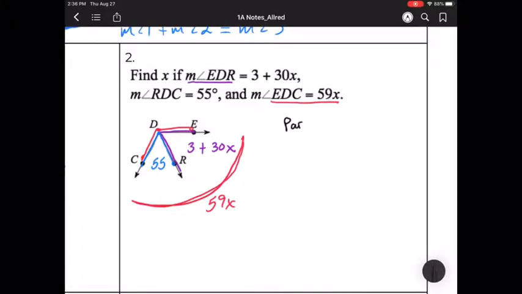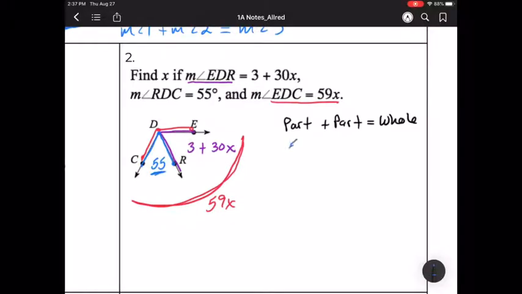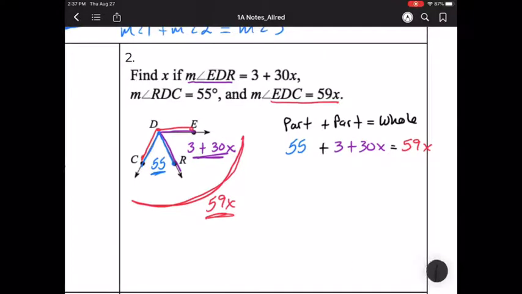So again, if I'm doing the model of part plus part equals whole, I'm going to fill in the pieces that I have. One of these parts is the CDR, that's 55. The other part that I have is the 3 plus 30x. And it should equal the whole expression, 59x. Well, there's an equation with an x in it, and we can solve that equation for x and find our answer. So what I want us to do is just start combining the like terms. 55 and 3 becomes 58. There are no other x terms on the left, so that stays 30x. The right side is 59x.